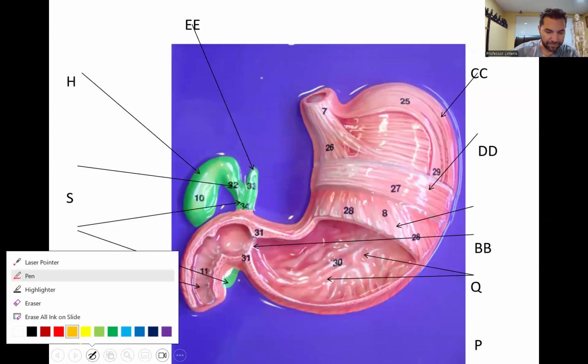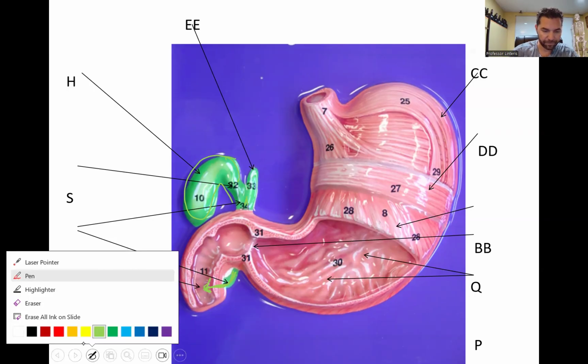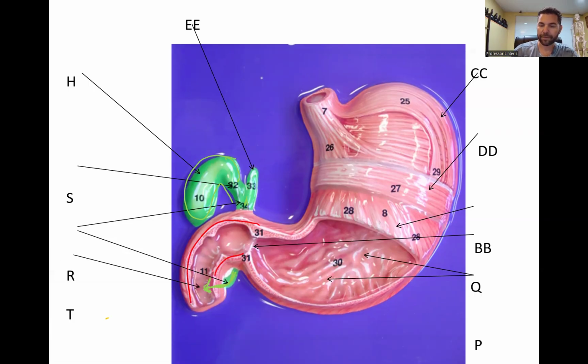So on here, looking at the model of the stomach, we can see the gallbladder. We can see that common bile duct dumping bile into the duodenum. Clearly the duodenum. We can see the rugae, those folds in the stomach. We can see the sphincters. And muscle-wise, we can see the longitudinal, circular, and oblique layers.